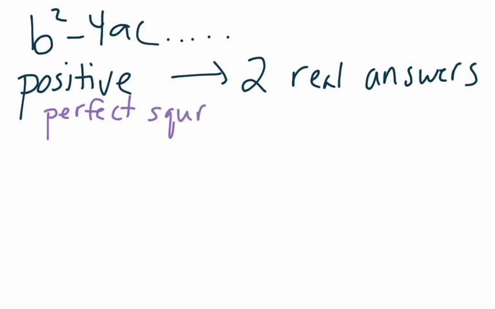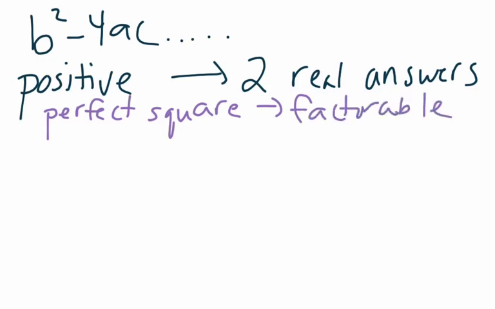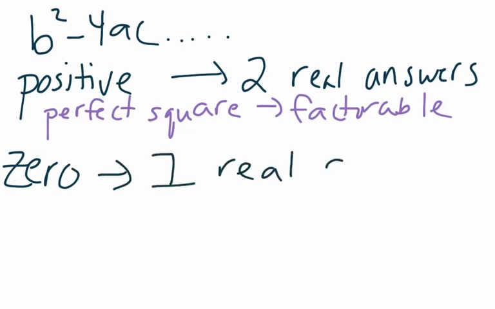Now, as a subheading for this, if you get a perfect square, so you can take the square root of a perfect square, it means it is factorable. So this is sometimes how teachers or people that are very experienced in math, before they spend a long time trying to factor something that's really hard to factor, they'll check the discriminant to see if it is a perfect square, because if it's not, then it's not factorable and you don't even want to bother trying to factor it. If you get 0 for the discriminant, it means you have 1 real answer.